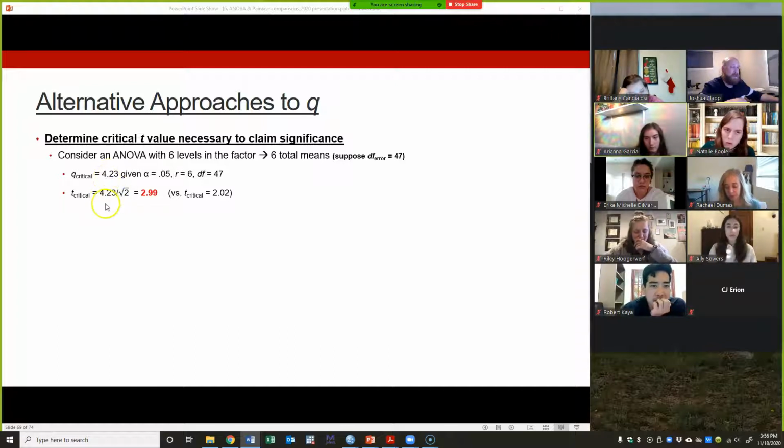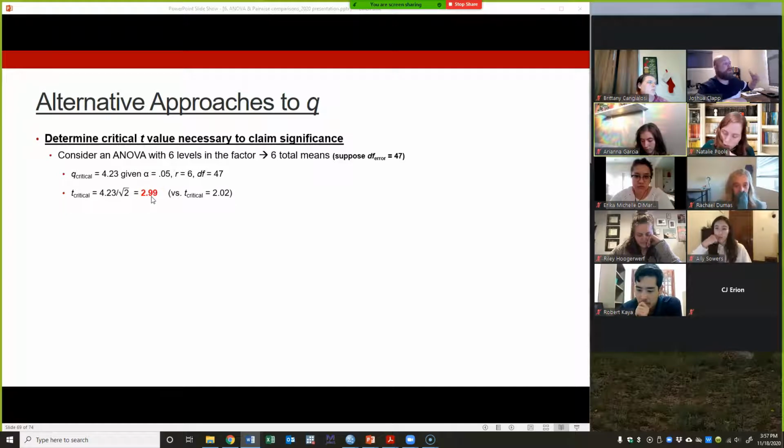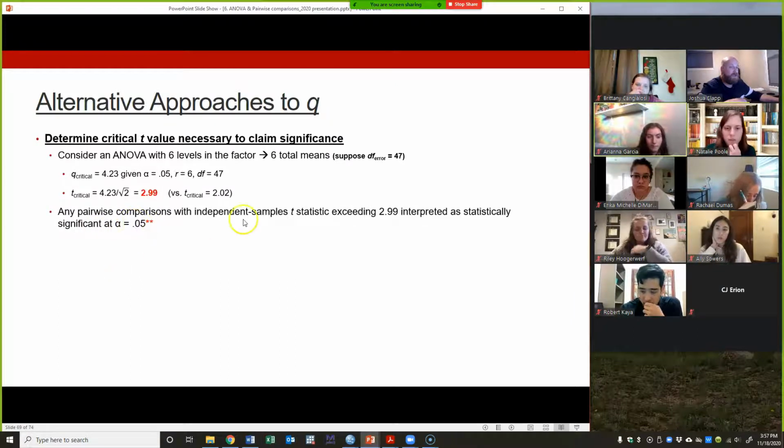I take my Q critical value and divide it by the square root of 2, which gives me a critical value for T. If I looked at a critical value of T with 47 degrees of freedom, it is 2.02. But the translation of my Q critical to a T critical is 2.99. So I've got a more stringent threshold, which makes sense because the post hoc test is supposed to control for multiple comparisons. Then I can run comparisons with an independent sample t-test, and if my test statistic is greater than 2.99, I claim evidence at alpha 0.05.